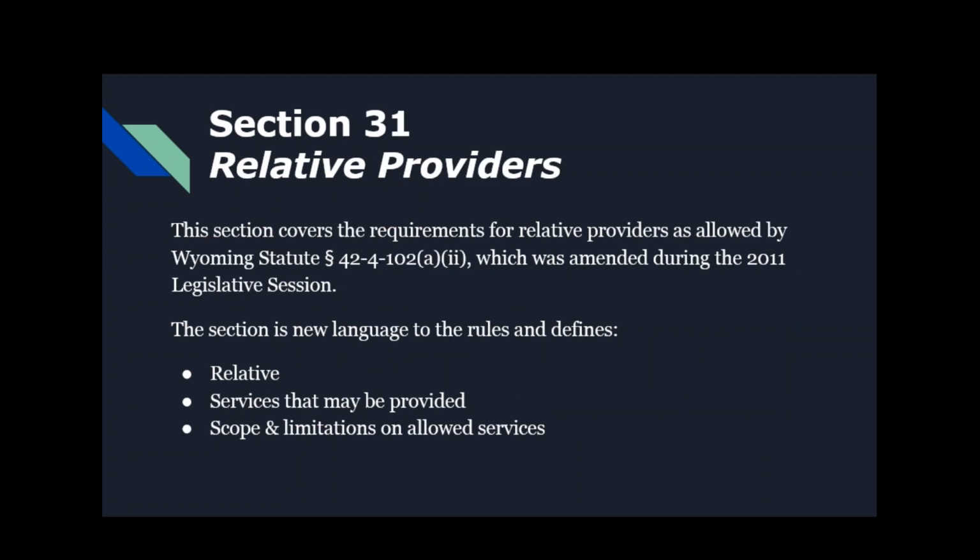Section 31, relative providers. This section covers the requirements for relative providers as allowed by the Wyoming statute under CFR 42, which was amended during the 2011 legislative session. The section is new language to the rules and defines relative services that may be provided and scope and limitations on allowed services.